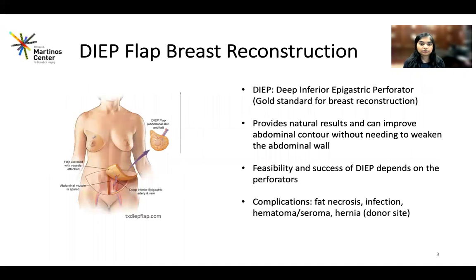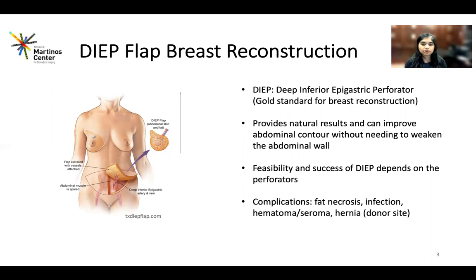So the DIEP flap procedure is the current gold standard for breast reconstruction because it provides natural results. The procedure involves harvesting tissue from the abdominal area with its supplying vessel and connecting that tissue to the target site. However, not every patient is eligible for this reconstruction technique, especially if, for example, their perforator vessels are too thin or damaged. And even though the long-term outcomes of this procedure can be really good, there can also be some complications like infections, hematomas, and hernias at the donor site.